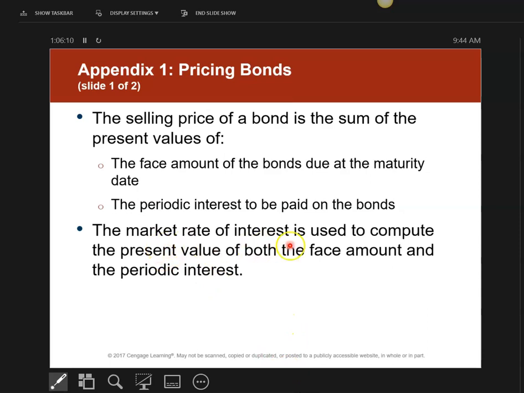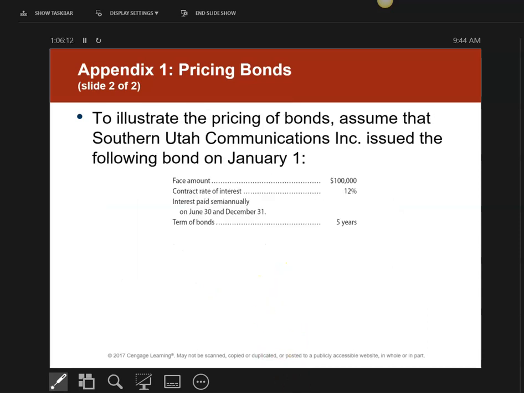Remember, market rate goes to the table. Okay, so here's my data. This is a $100,000 bond. Contract rate is 12%. 5 years is the term, paid twice a year. So my periods would be 5 years times 2, which is 10 periods.